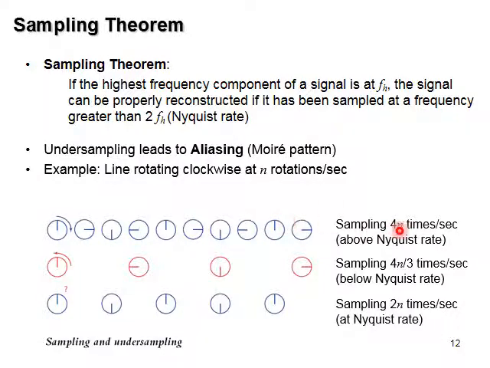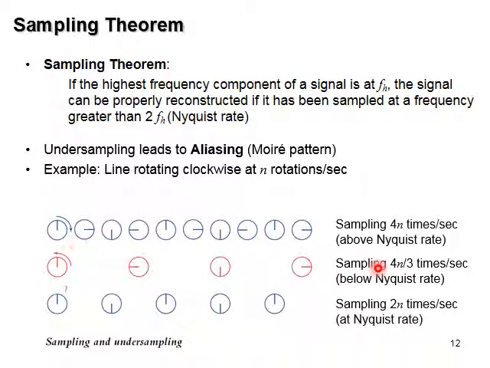Let's assume that this is 4 times per second, which means if you look at this pattern, we are capable of detecting that this line is actually rotating clockwise. Why? Because the first sample we saw, we have the line here. Second sample, the line is here. Third sample, the line is here. Fourth sample is here. Fifth is here. So this means that the line is rotating clockwise.